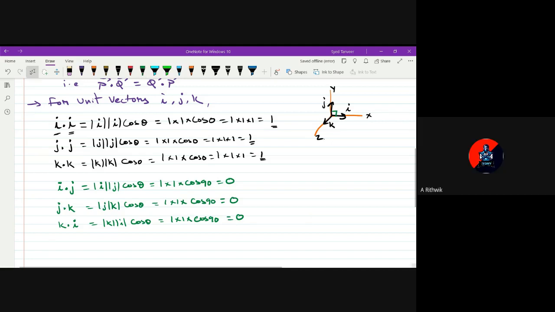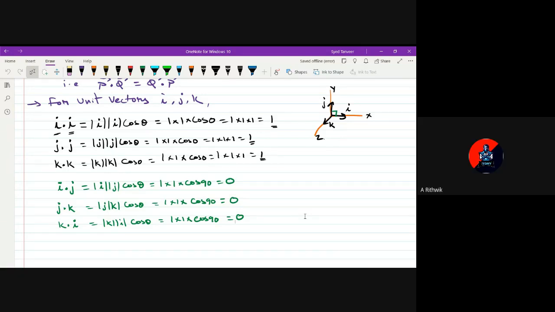Sir, I have a doubt. The angle between the x-axis and z-axis is 90 degrees. Yes. Then why is the z-axis in that direction, sir? Z axis is it?